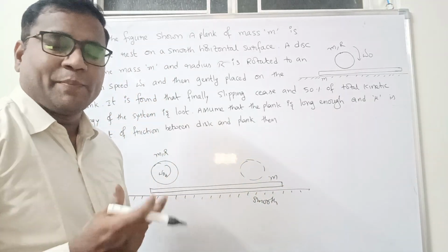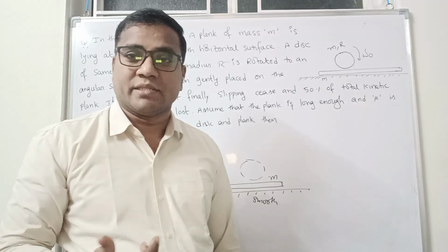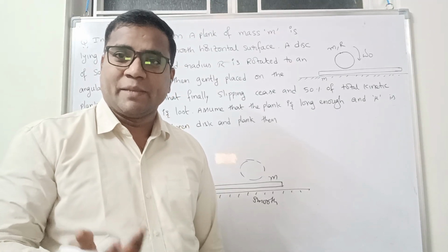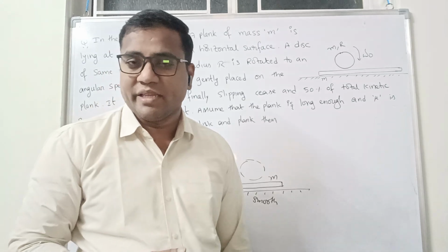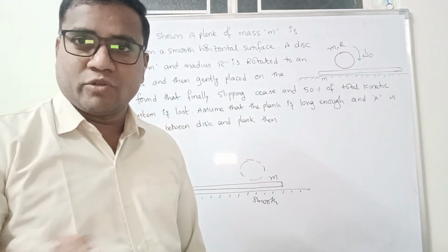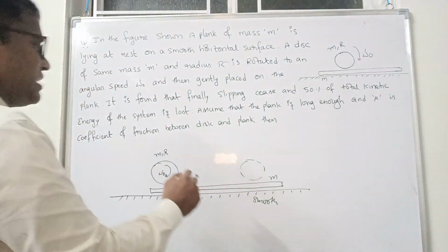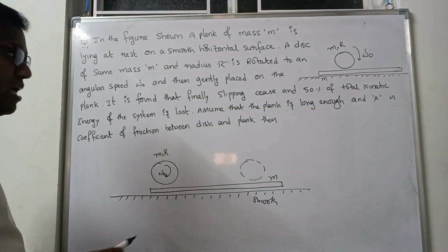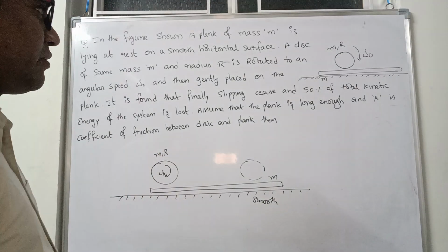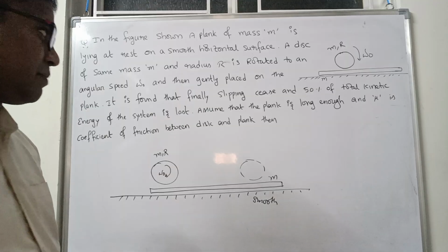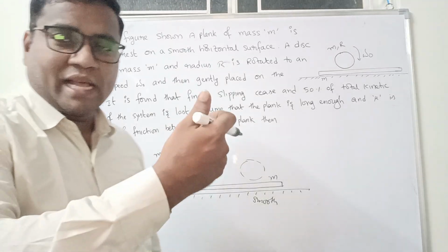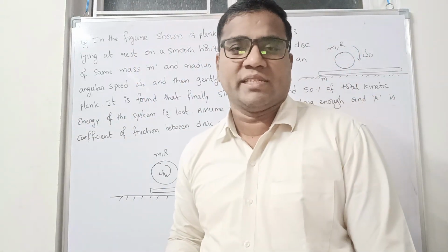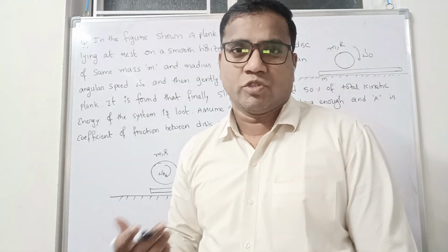We know slipping ceases means there is no slipping condition. So at the time slipping ceases, we know v is equal to R omega and a is equal to R alpha. Clear? And he's saying that 50% of the total kinetic energy of the system is lost. Assume that the plank is long enough and mu is the coefficient of friction between the disc and the plank. He's asking 4 questions based on this concept, so we'll try to solve one by one.